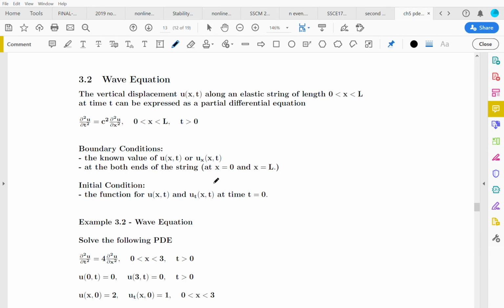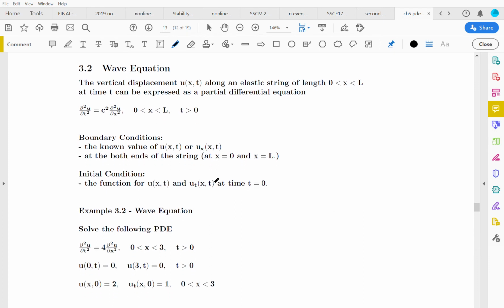Okay, so for the wave equation, we have seen the wave equation in the D'Alembert method. This is the equation for the wave equation. There is the second derivative of u with respect to t. There will be a constant. On the right there will be the second order derivative with respect to x. Okay, 0 to L here is the length.